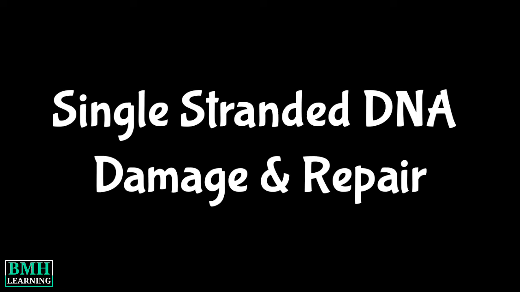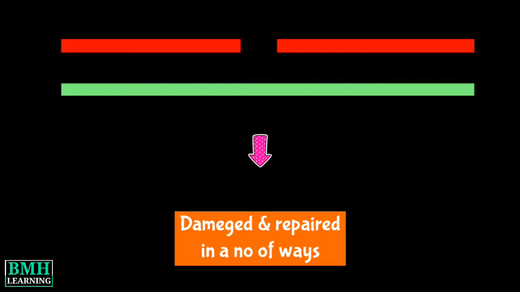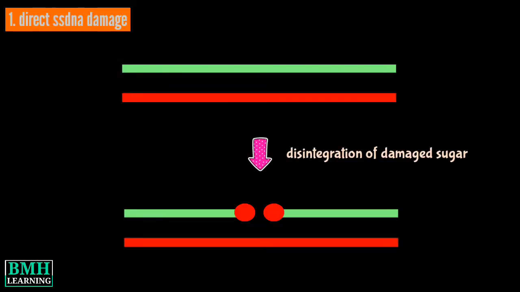This video is about single-stranded DNA damage and repair. Single-strand break means one of the strands of double-stranded DNA molecule is damaged. It can be damaged in a number of ways, and similarly different mechanisms are used by cells to repair DNA damage. The diagram shows the direct single-stranded DNA damage. The damaged termini in the single strand is represented by red circles.